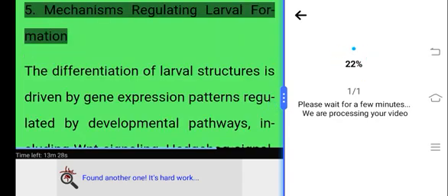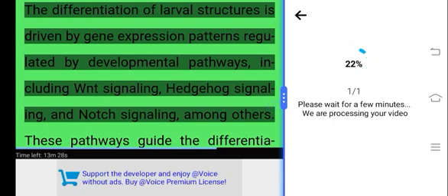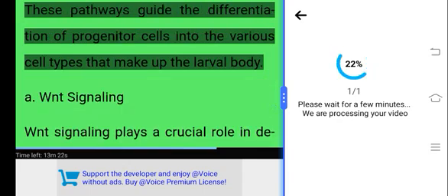5. Mechanisms regulating larval formation. The differentiation of larval structures is driven by gene expression patterns regulated by developmental pathways, including WNT signaling, hedgehog signaling, and Notch signaling, among others. These pathways guide the differentiation of progenitor cells into the various cell types that make up the larval body.